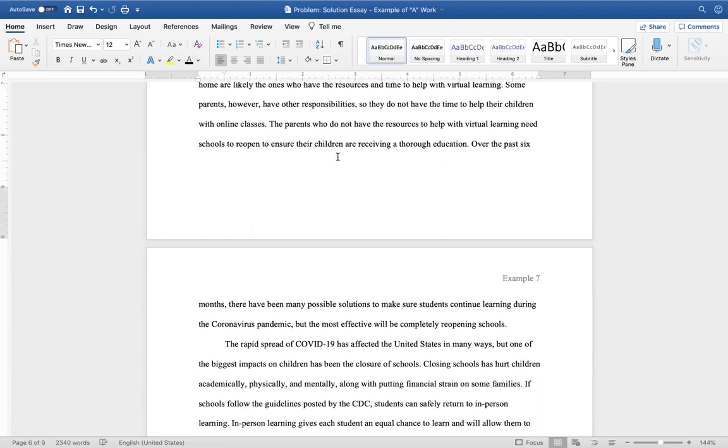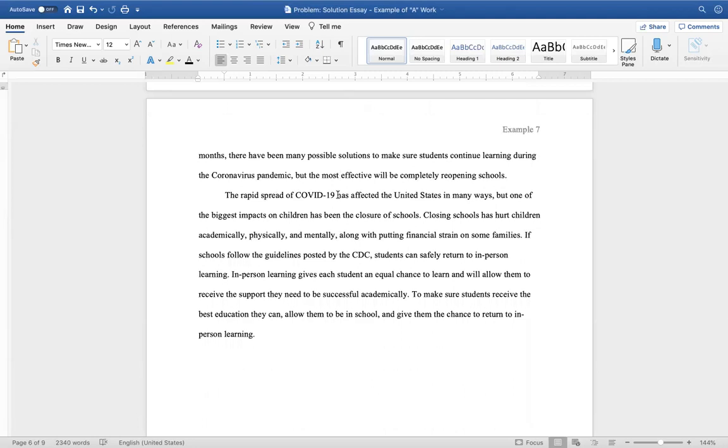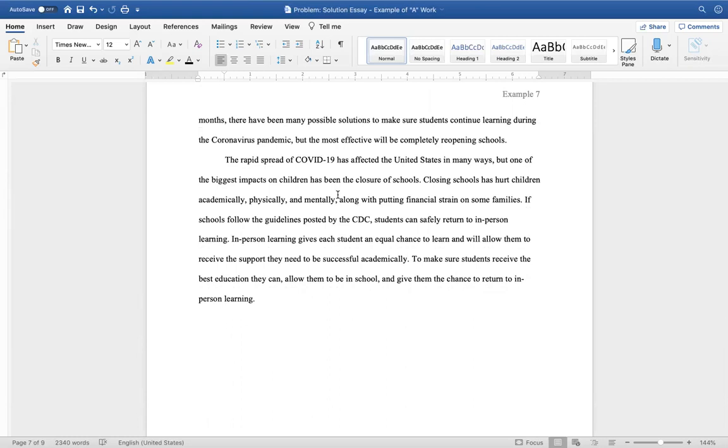"Over the past 6 months, there have been many possible solutions to make sure students continue learning during the coronavirus pandemic, but the most effective will be completely reopening schools. The rapid spread of COVID 19 affected the United States in many ways, but one of the biggest impacts on children has been the closure of schools. Closing schools has hurt children academically, physically, and mentally, along with putting financial strain on some families.